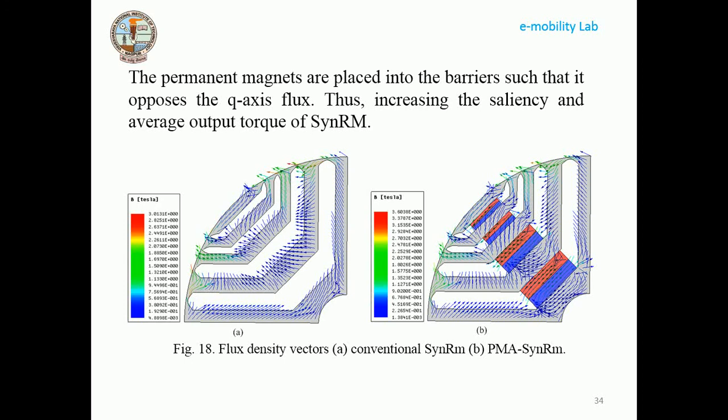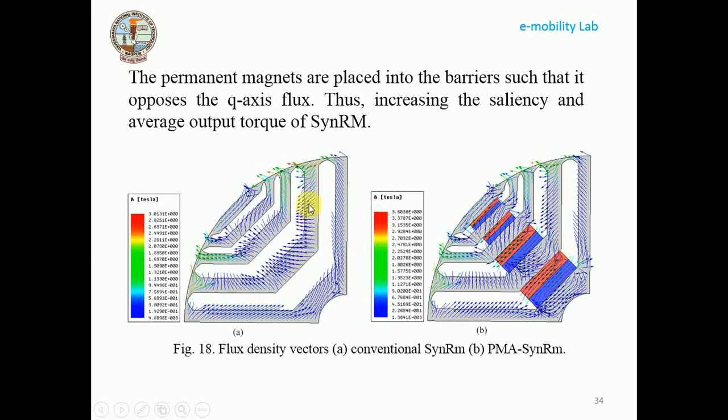So this is the flux density waveform, flux lines vector. This is for the conventional flux density vectors, and this is with permanent magnets. You can see here, after putting in permanent magnets, we have two types of permanent magnet assisted structure. One I have not shown here, of course, to assist D-axis flux, that is to increase Ld, and the next is to oppose Q-axis flux, that is to increase Lq. This structure is opposing the Q-axis flux.